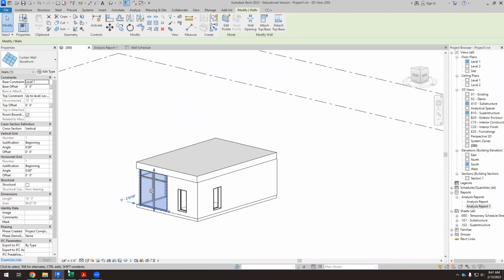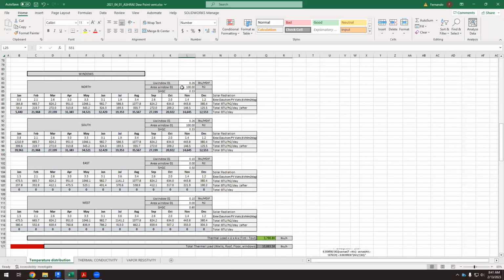Okay, so now in this Excel file, I have to select the U value of the window. I have to select the area and the solar heat gain coefficient of the window. Let's start with the solar heat gain coefficients. It's always 0.64 because I haven't changed the solar heat gain coefficient in this window. So it's 0.64, 0.64, and 0.64. In all the orientations, the window is the same.